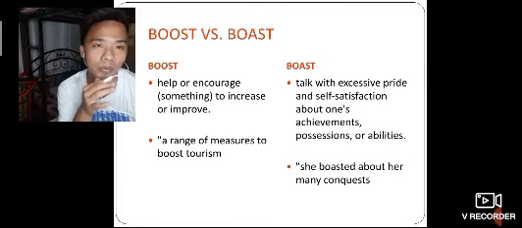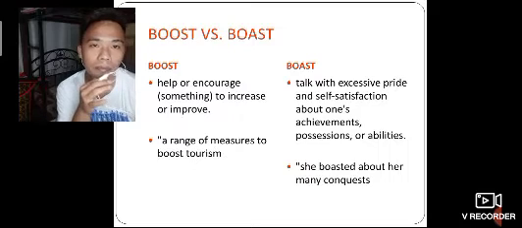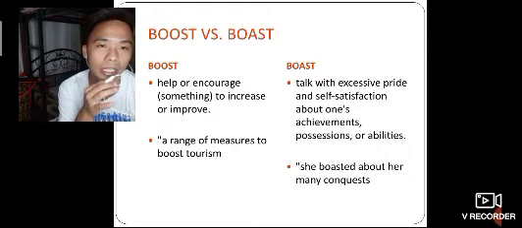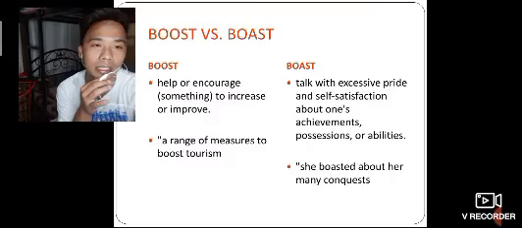Boost versus boast. Boost: help or encourage something to increase or improve. For example, a range of measures to boost tourism. Boast: talk with excessive pride and self-satisfaction about one's achievements, possessions, or abilities. For example, she boasted about her many conquests.